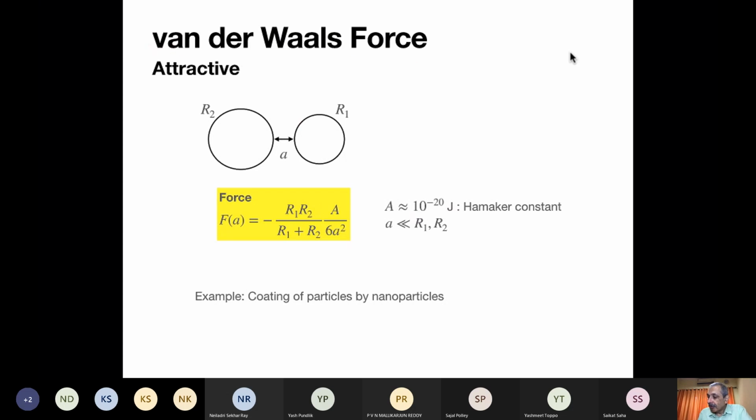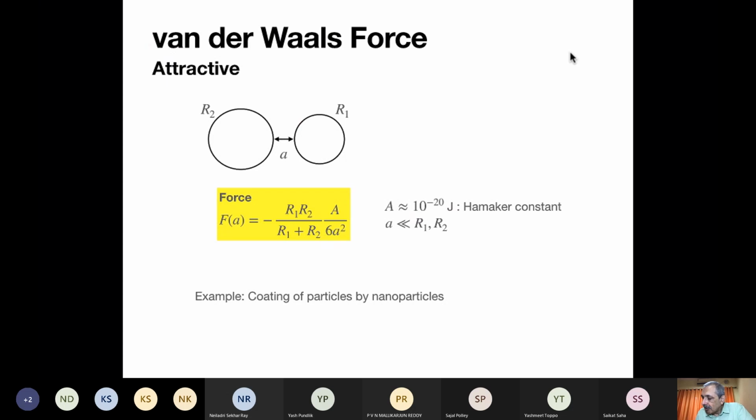So the van der Waals force becomes very important only when a becomes very, very small. If a is small, only then will this ratio become order 1, and then the van der Waals forces become important. So this is only when particles come extremely close.